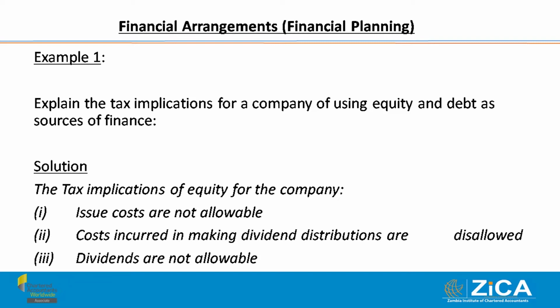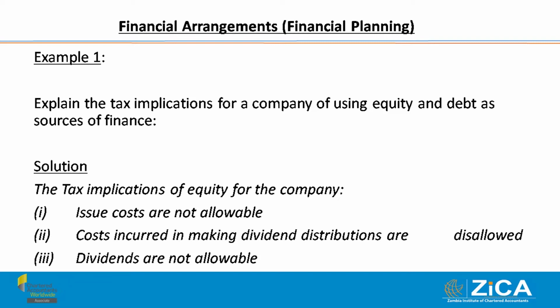No wonder when you look at the solution, we are saying the tax implications of using equity will be that the issue costs which the company will incur on issuing the shares are not allowable for taxation purposes. Secondly, the costs which the company incurs in making dividend distributions will also not be allowable. Thirdly, the company would have tied itself to pay dividends in future on those shares. So the dividends which the company will be paying in future on those shares to the shareholders will also not be allowable. So that is how you answer that question.